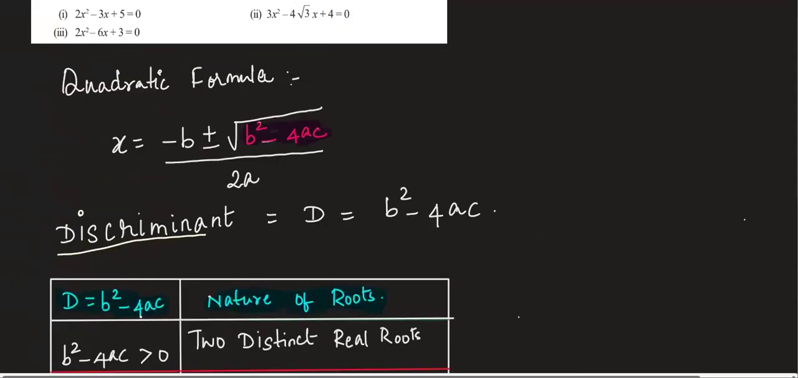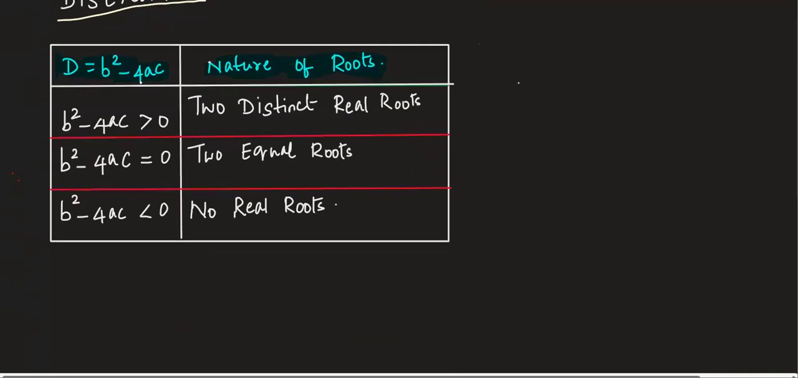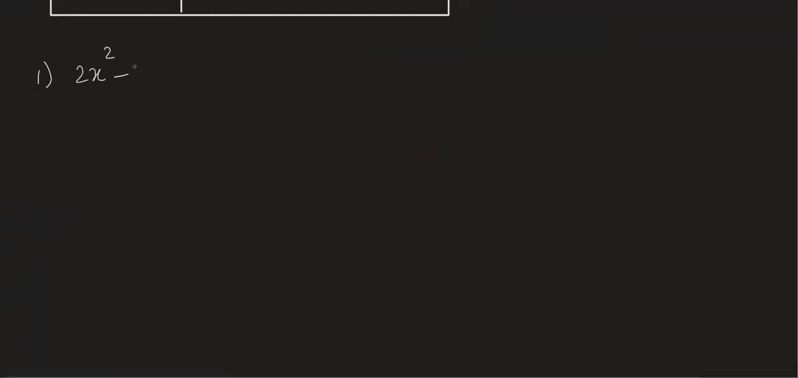So the first question is 2x square minus 3x plus 5 is equal to 0. Now what is a here? So a is equal to 2. So b is equal to minus 3. We should consider the sign also. So b is minus 3 and c is equal to 5.